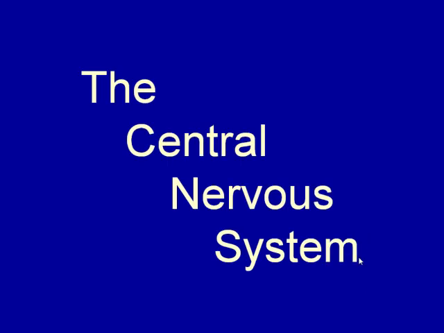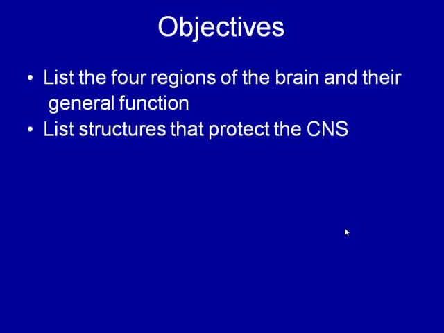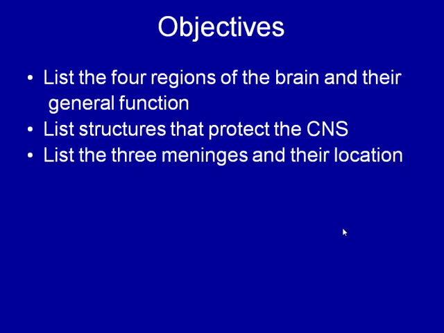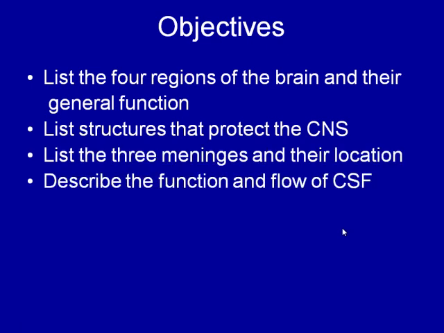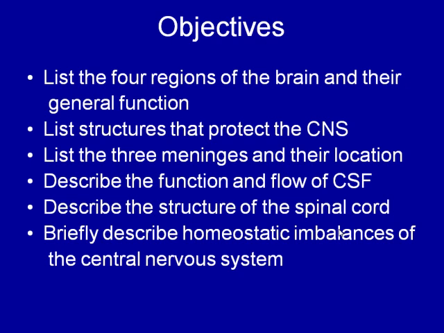Let's explore the central nervous system. After you've completed this segment, you should be able to list the 4 regions of the brain and tell their general function, list the structures that protect the central nervous system, list the 3 meninges and tell their location, describe the function and flow of cerebrospinal fluid, describe the structure of the spinal cord, and briefly describe homeostatic imbalances of the central nervous system.